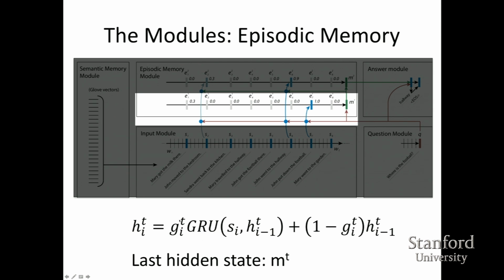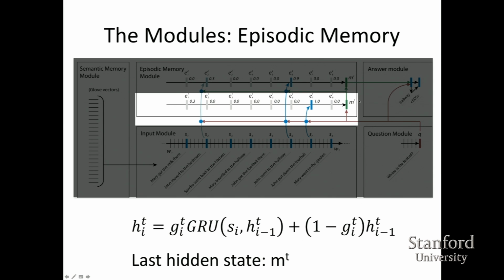Right, so this is just a single scalar. If that single scalar is 1, then we'll just have its GRU. Now the last hidden state of this GRU as it goes over the inputs, we'll just define as M. So that's for one pass.